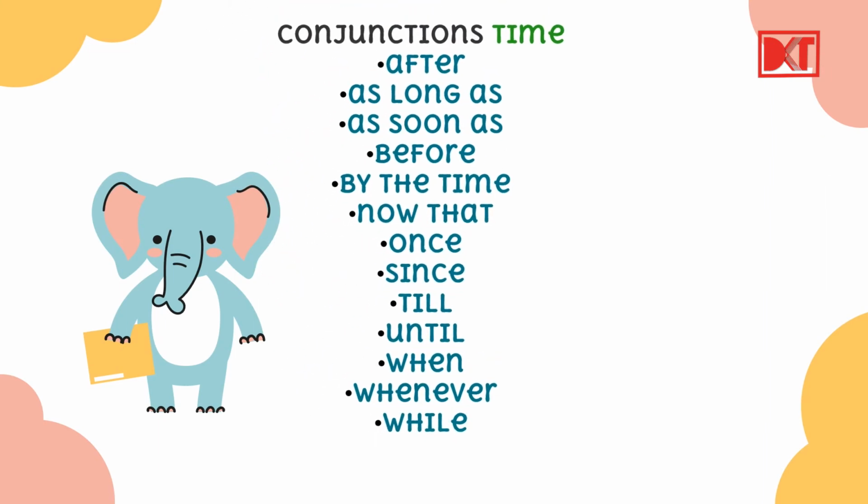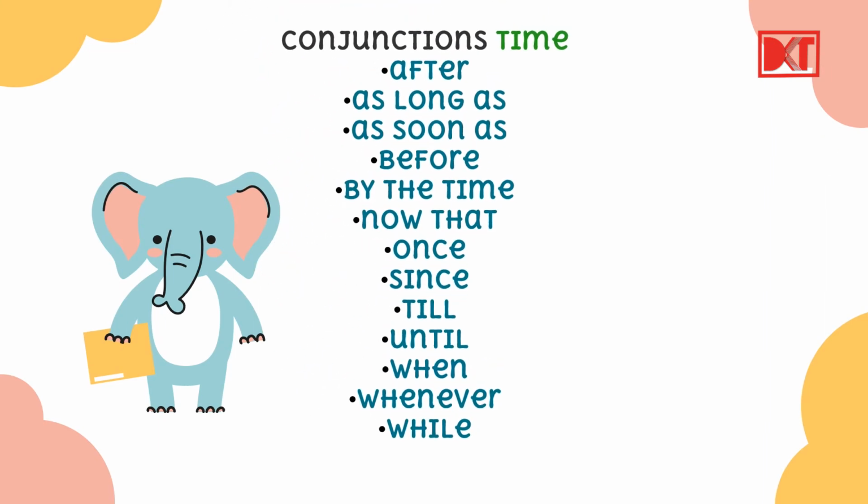Okay, so next we have the conjunctions of time, which are conjunctions that are used to tell time, like after, as long as, as soon as, before, by the time, now that, once, since, till, until, when, whenever, while. Alright, so these are the words which join two clauses or two parts or two words and are used to tell time.